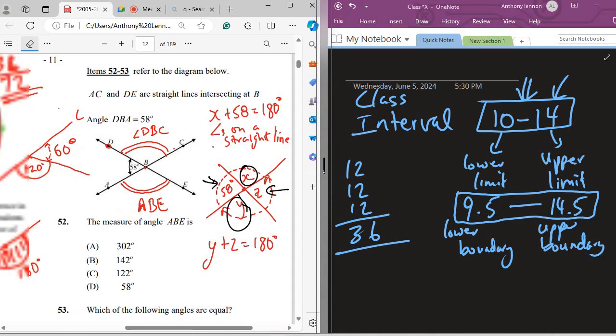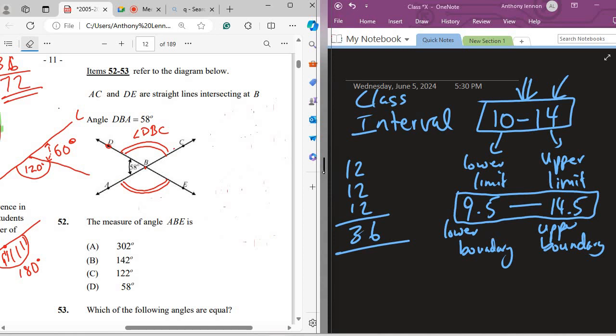The answer for 52. What is the answer for 52? I'm going to give you 30 seconds. So you see the trick, guys? They gave you the X shape.